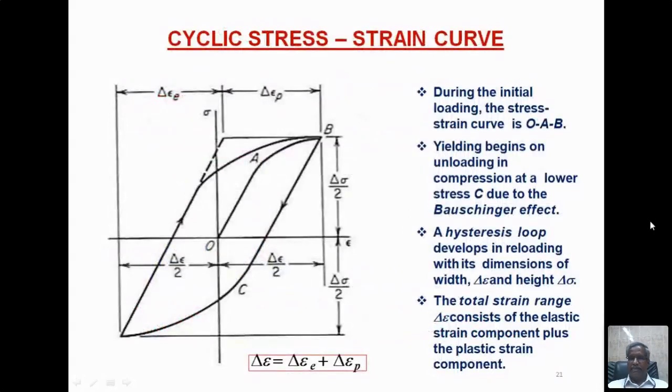Right, so whatever we discussed so far is high cycle fatigue. Another aspect is low cycle fatigue. Low cycle fatigue is even more complicated compared to high cycle fatigue, but the advantage is that the test will be completed in a short period. High cycle fatigue will take hours, days.